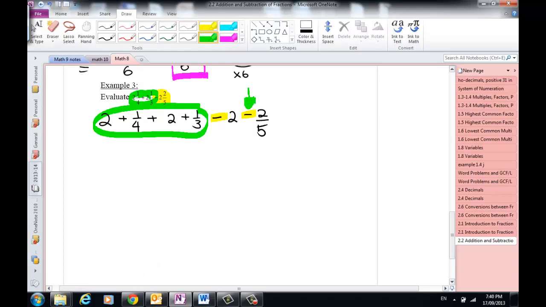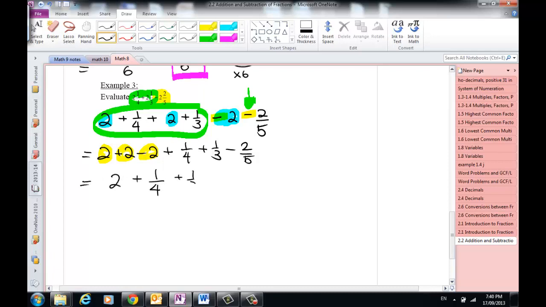Now, right away, things that are easy to add together are our whole numbers. Add and subtract. So essentially what I have is 2 plus 2 minus 2 plus 1/4 plus 1/3 minus 2/5. Alright, well notice that 2 plus 2 is 4, minus 2 is 2. So here what I really have is 2 plus 1/4 plus 1/3 minus 2/5. And remember that I can rewrite this 2 as 2/1.